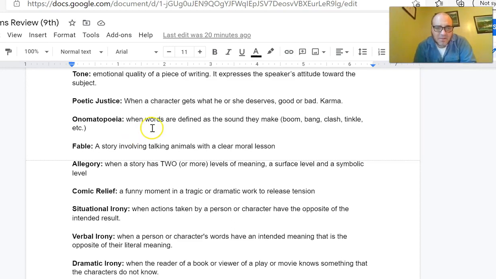There's no question about onomatopoeia on there, but it's when a word is defined by the sound it makes. And there's plenty of onomatopoeias in the Odyssey. Whenever you've got an action story and things are happening, you have clashes and bangs and booms and things like that. The story is not a fable.